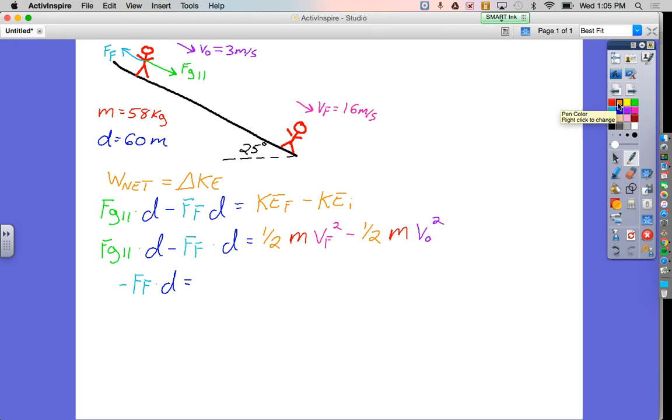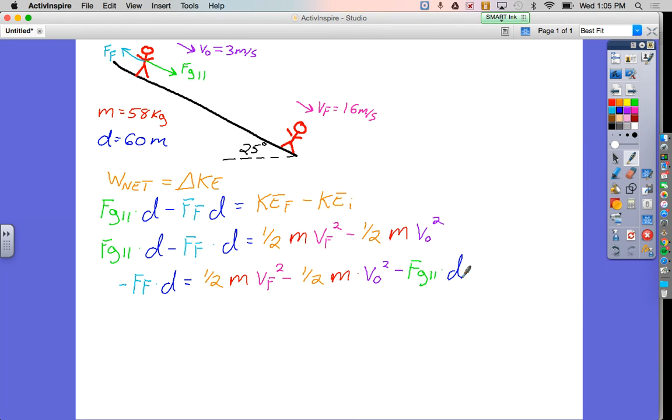And that's going to equal 1/2 times m times Vf squared minus 1/2 times the mass times v naught squared. And now we are subtracting that force of gravity parallel times the distance.